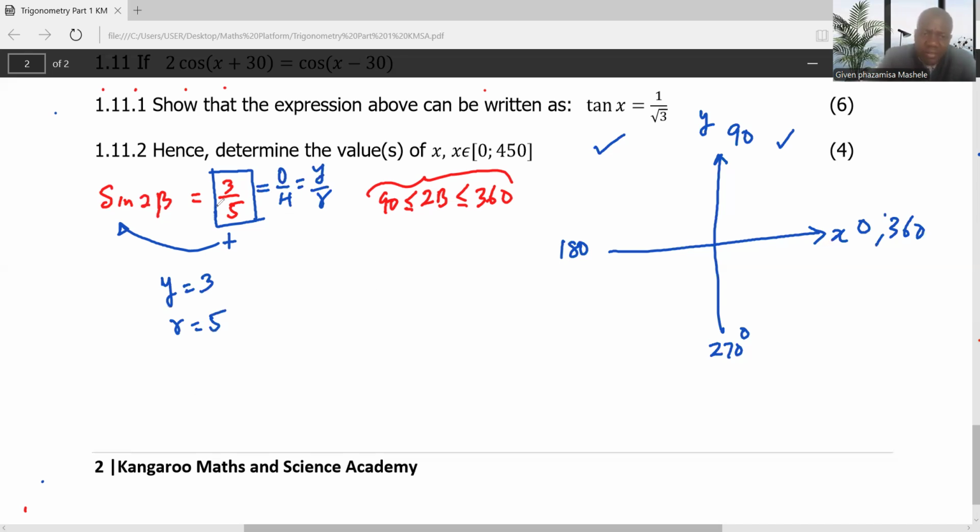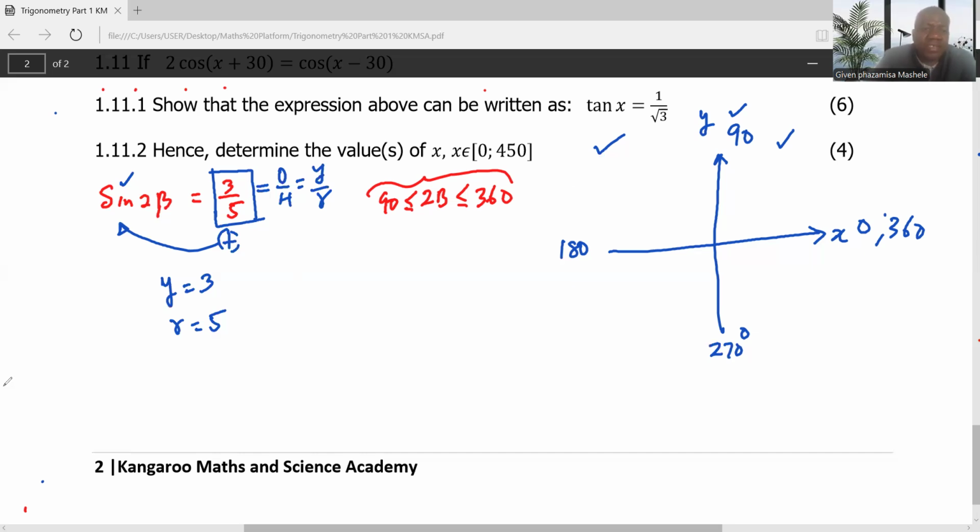But here they're saying you need to consider where sine is positive, but it should be between 90 and 360. Now, where is this 90 and 360? 90 is here. So it means you need to consider moving from 90 up until 360 degrees, somewhere here. So we need to choose where sine is positive, but from 90 up until 360. So obviously, we have to construct a right angle triangle in the second quadrant.